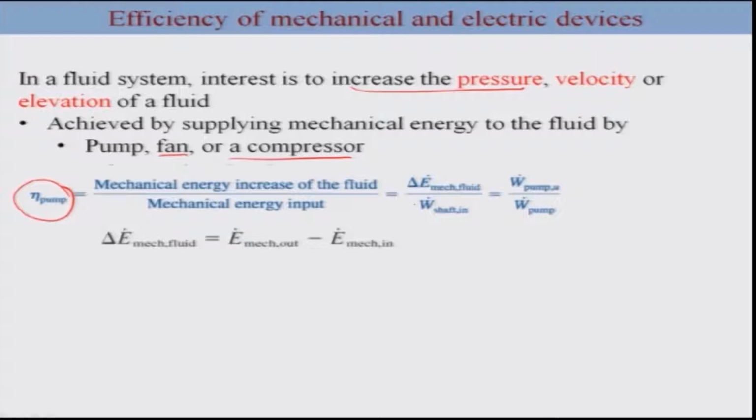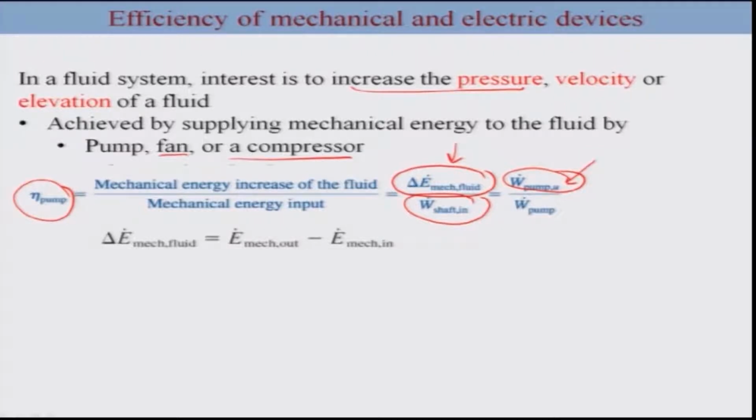So what is the input in this case? It is W shaft in for the pump. And what is the output? It is the mechanical energy increase of the fluid, which we are going to say as W dot E mech fluid. We are using a dot because it's rate based, so it's basically a power, and this is equivalent to a useful pumping power for the pump. That's why this U stands for useful.